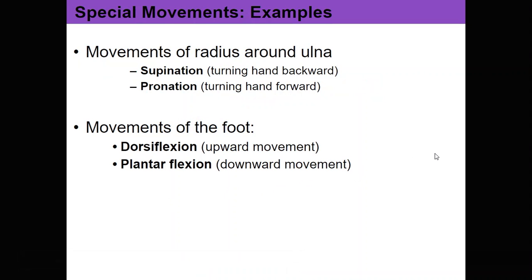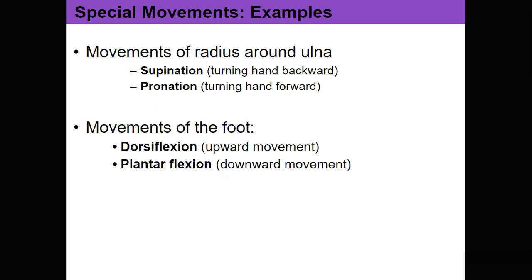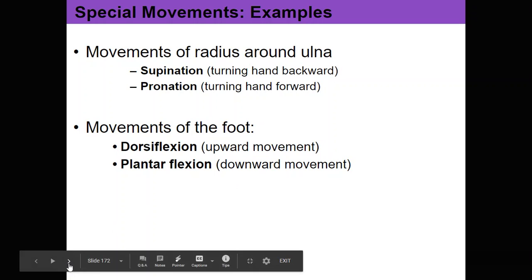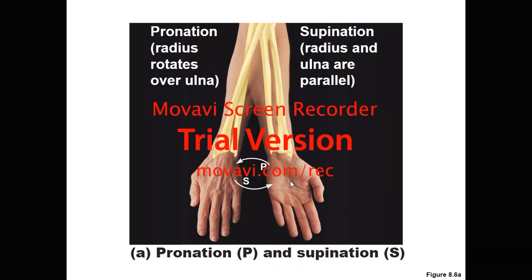Okay, so supination is essentially when your palms are facing upward. If you have your hand and your palms are facing upward, that's supination. When you turn your hand where your palms are facing downward, that's going to be pronation. All right. And I believe there is a figure of it right here. Okay, so again, supination, palms are facing upward. Pronation, palms are facing downward.